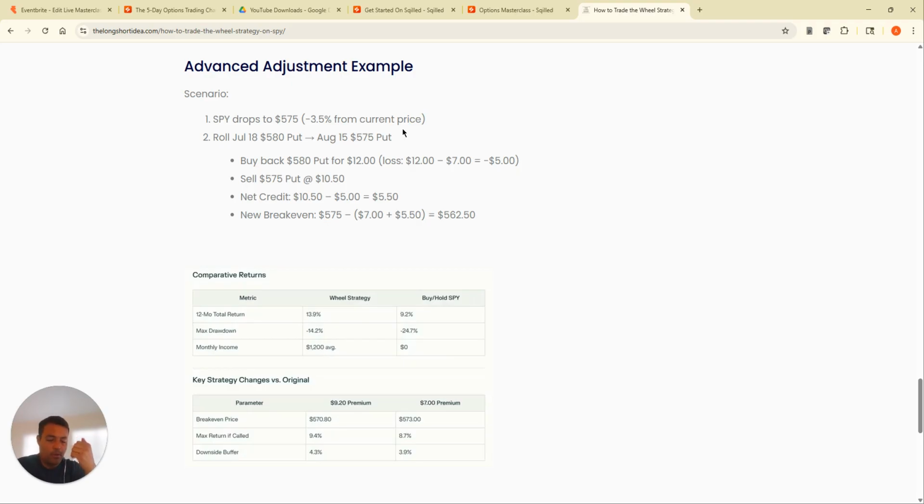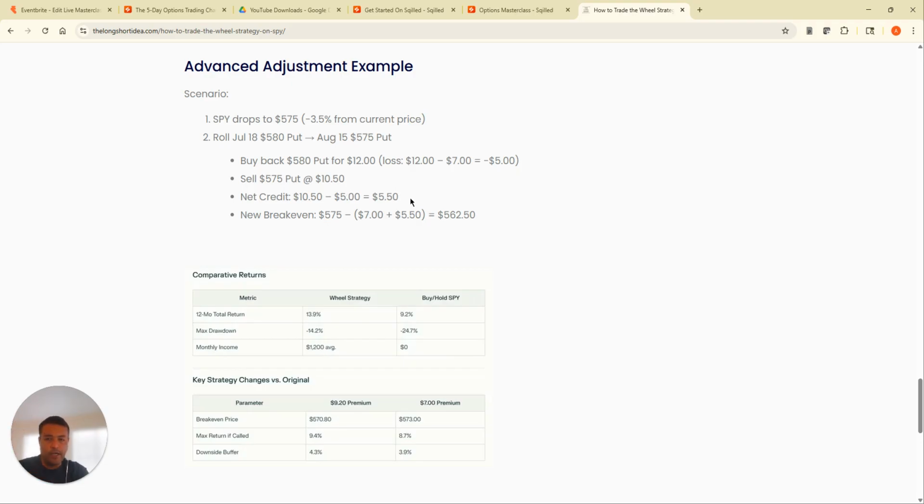So if it goes too far below, I will roll the put into the next cycle, and I am still net credit, meaning I'm still taking home $5.50, meaning I buy back the 580 put at $12. Let's say I sold it at 7. I'm buying it back at 12. That's a $5 loss. But I'm selling the further strike out in the August cycle at 575 or somewhere even below that.